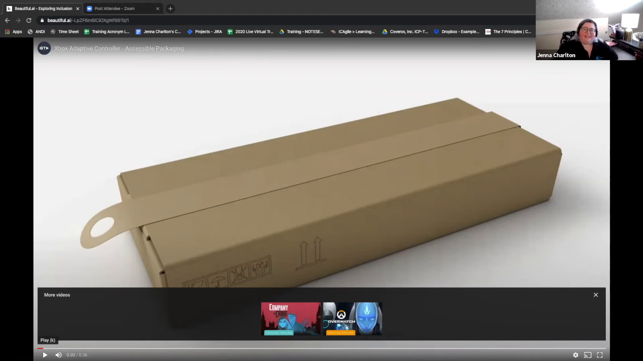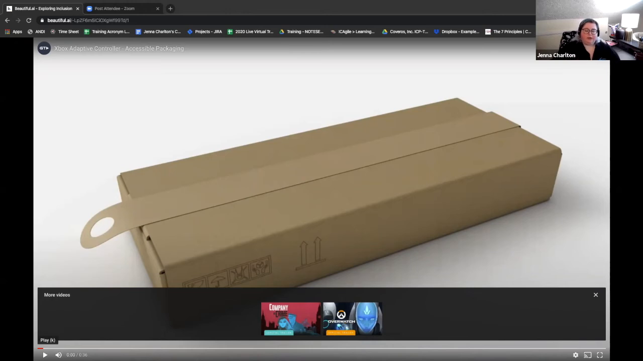But they included the disabled community when they built this controller. And then they went one step further and they said, hey, we need to be able to get these to you. So tell us what the box needs to look and feel like. Tell us how you're going to be able to open this. Help us build this so it works for you. So this box that holds this special controller that Microsoft builds, it was a collaboration.